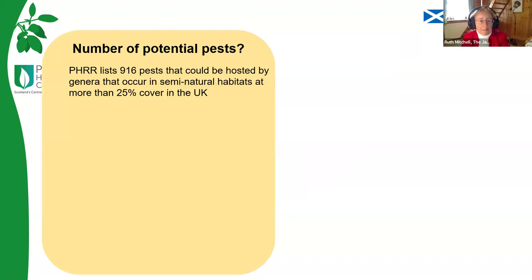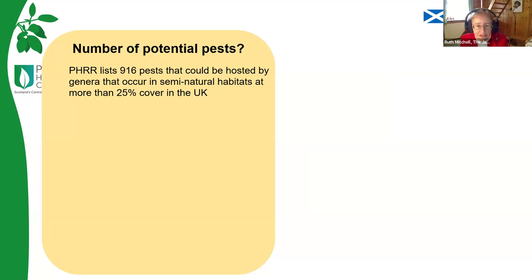So what did that give me? That showed me that the risk register lists 916 pests that could be hosted by plant genera that occur in our semi-natural habitats in the UK at over 25% cover. So I had to do it at the plant genera level.